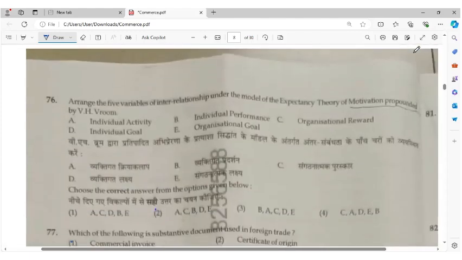Now the next question: arrange the five variables of interrelationship under the model of the expectancy theory of motivation, propounded by Vroom. So here we have to arrange them. You know that first is individual effort, and after that the organization rewards, then the focus on individual performance, the next one is the individual goal, and after that the organization goal. So option number 2 is correct over here.